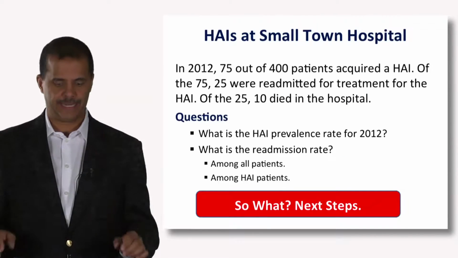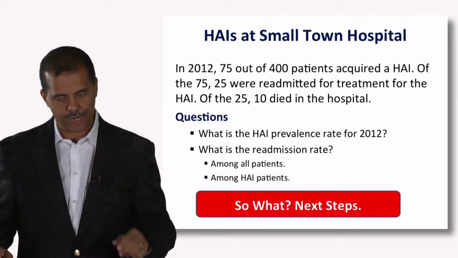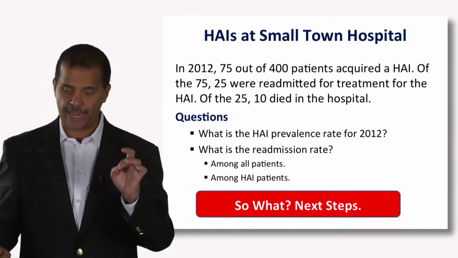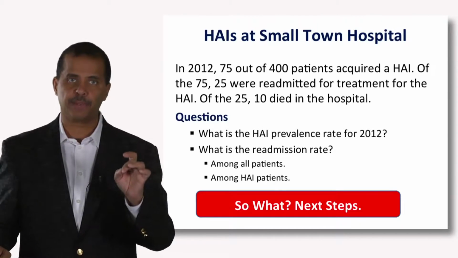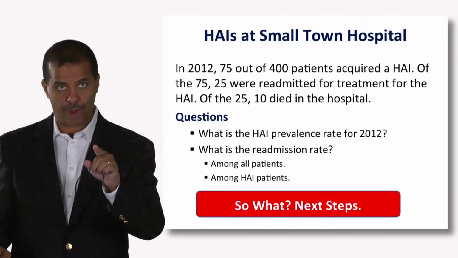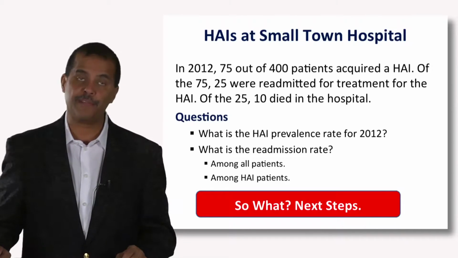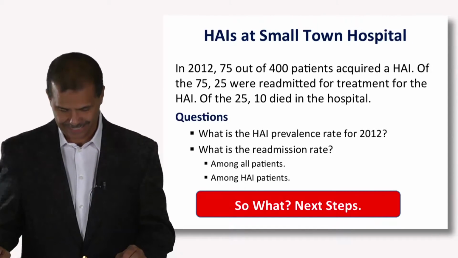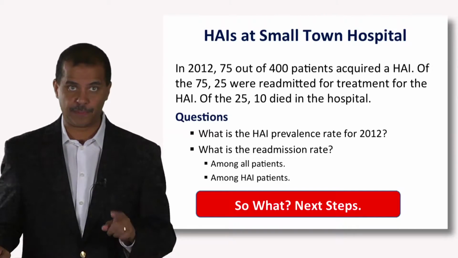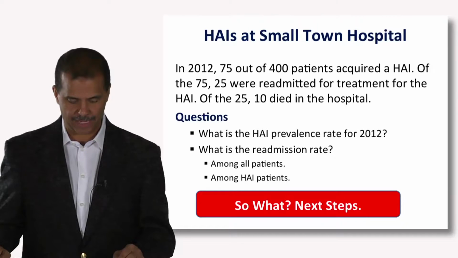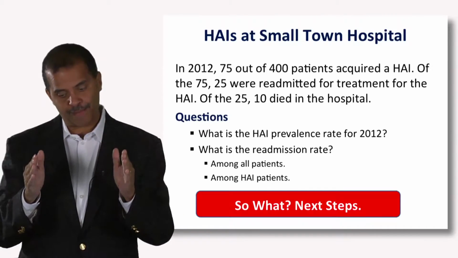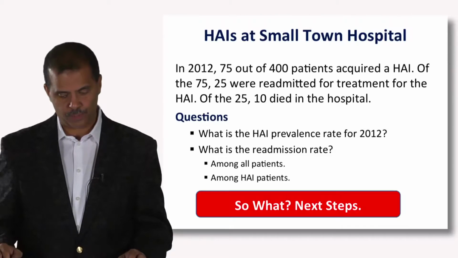So let's use this as an example. In 2012, 75 out of 400 patients acquired an HAI, hospital-acquired infection. Of the 75 who acquired the HAI, 25 were readmitted for treatment for the HAI. Of the 25 that were readmitted, 10 died in the hospital. Questions. What's the HAI prevalence rate for 2012?